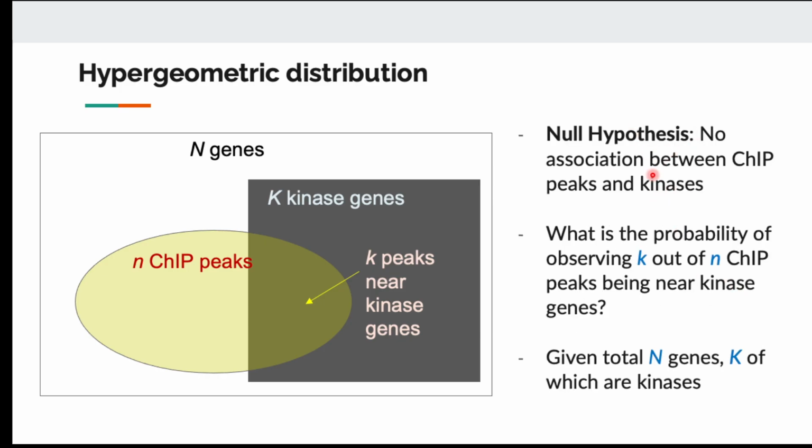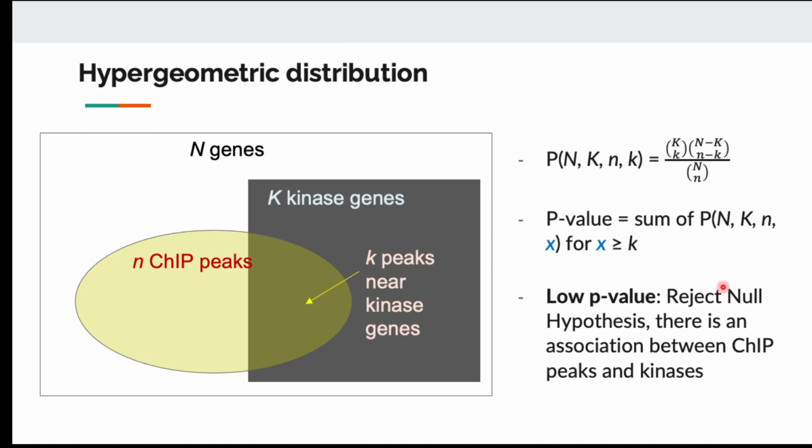And the null hypothesis is there is no association between ChIP-seq peak and kinase. So if we see a low p-value, we're going to reject that null hypothesis, and we're going to conclude that maybe the experiment, the ChIP-seq peak that we perform, the epigenetic change that we are observing, maybe they are specifically regulating kinase genes. So this is how we use the hypergeometric distribution to tell if we have some association between the location of the ChIP-seq peak and certain gene function.